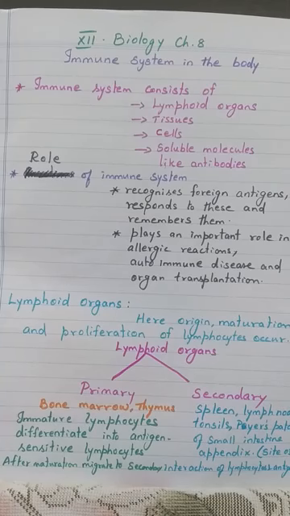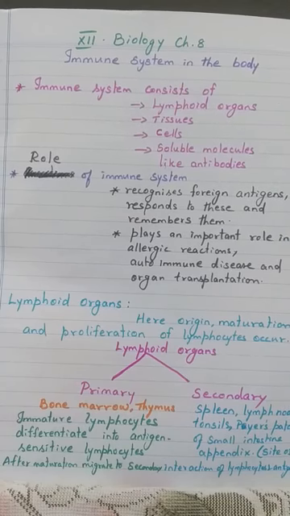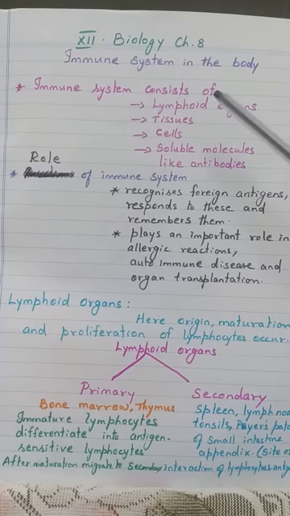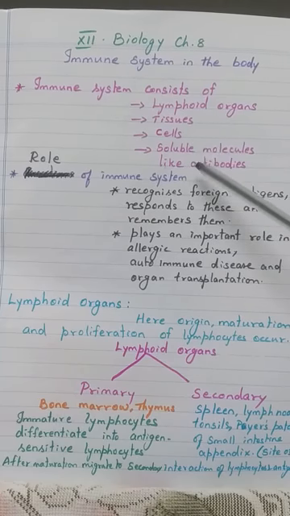Hello students, in this video we are going to learn about the immune system in the body in detail. The human immune system consists of lymphoid organs, tissues, cells, and soluble molecules like antibodies.